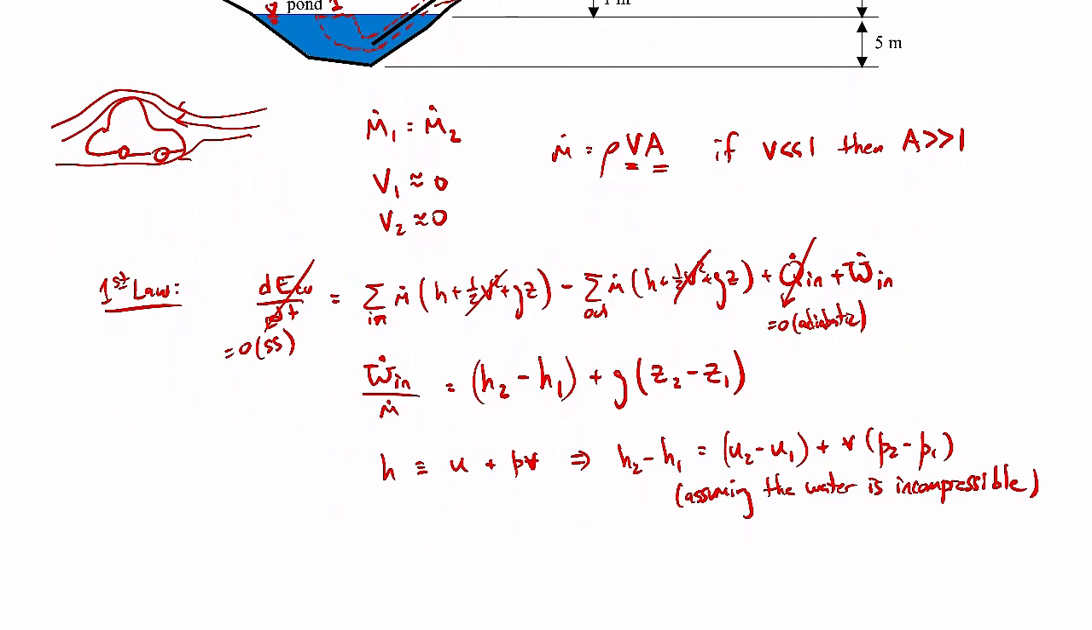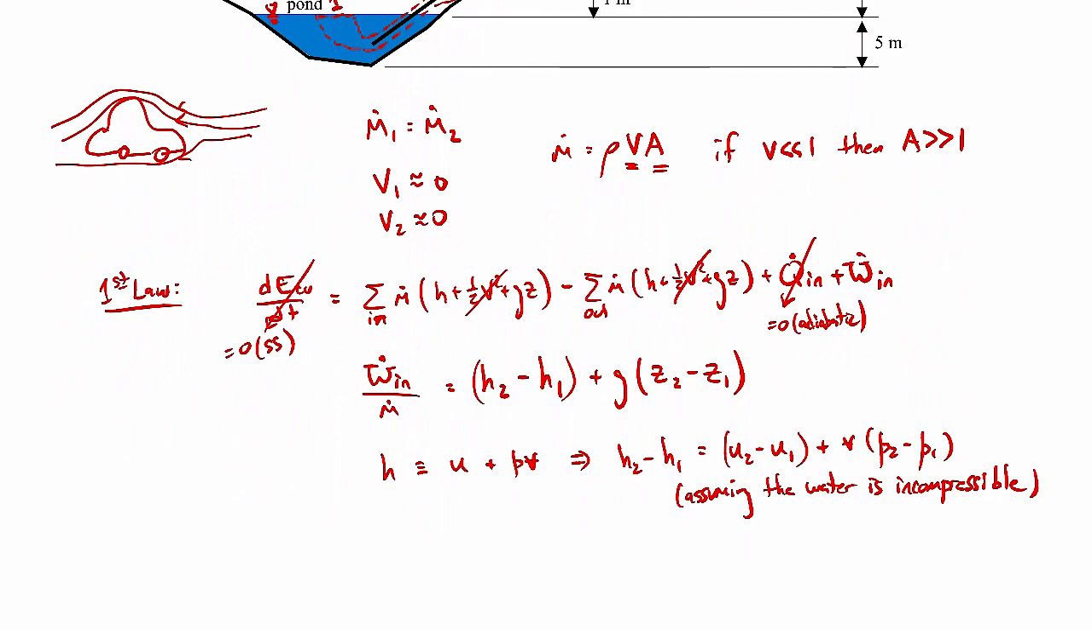And since the water is incompressible, we know that u will be a function only of the temperature, so that u2, oops, let me, actually, I take that back for a moment. Let me just leave that as is for the moment. So now we have h2 minus h1 is u2 minus u1 plus v times P2 minus P1.